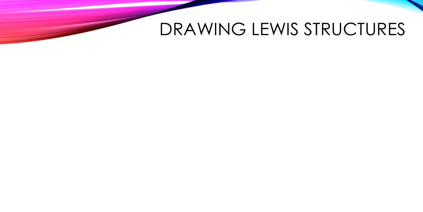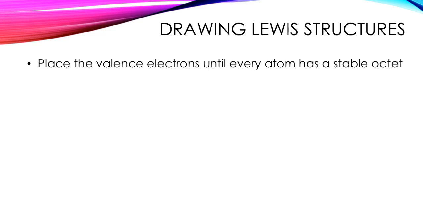Okay, so the other thing you're going to do is put the valence electrons into the molecule so that every atom has a stable octet. Well, that means it's got use of 8 electrons. In a single bond, where 2 electrons are being shared, both atoms can claim use of both electrons.